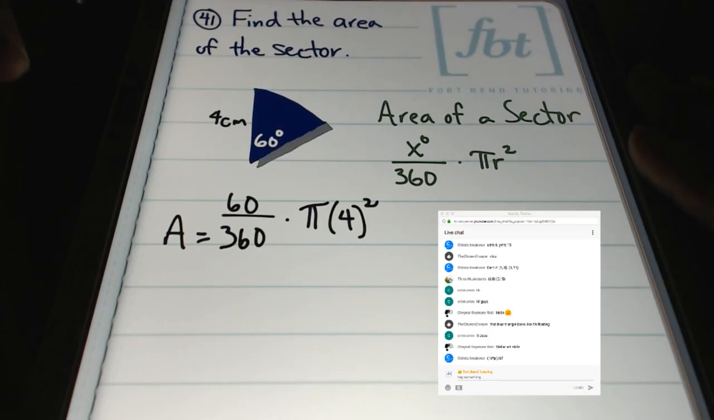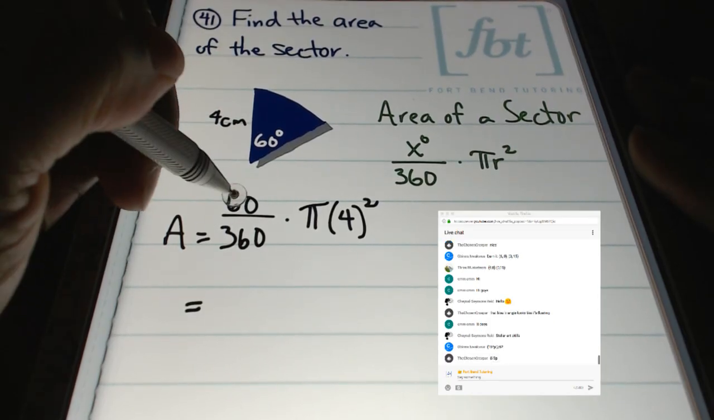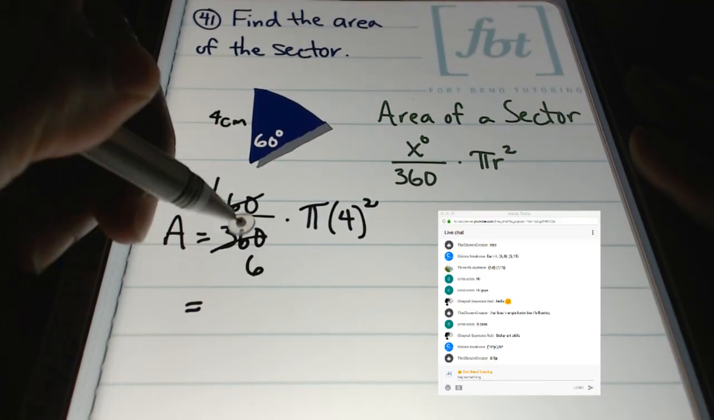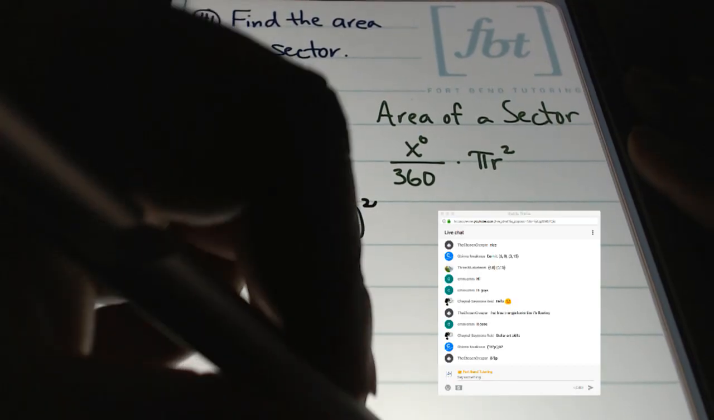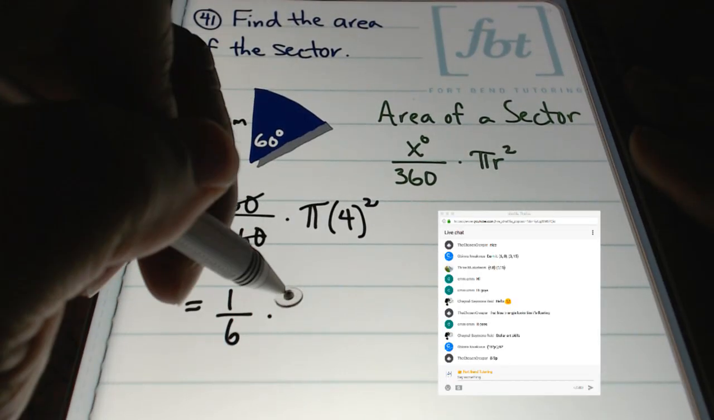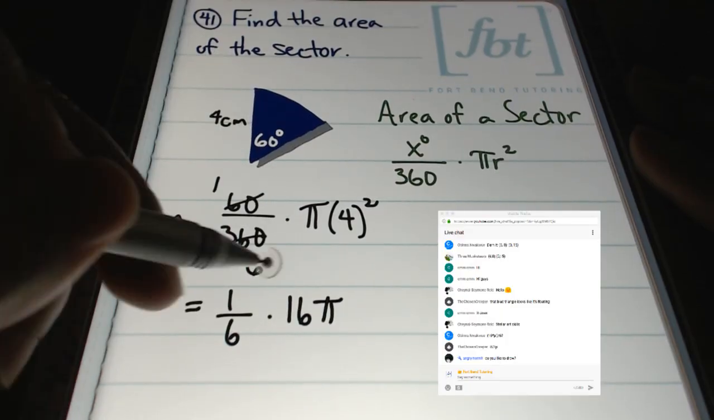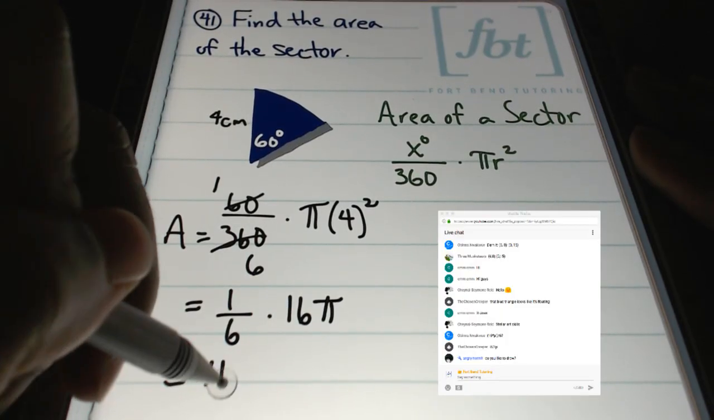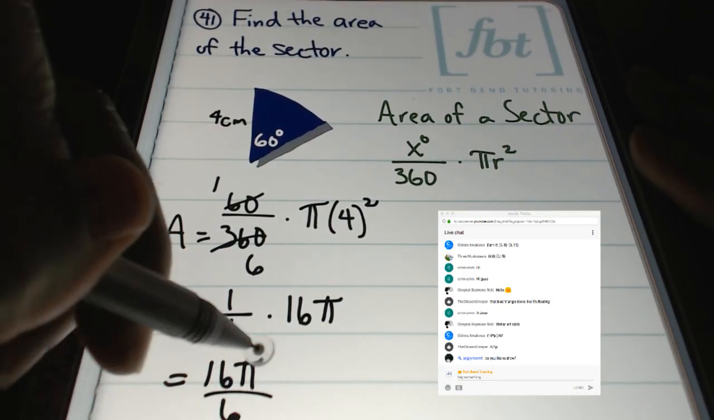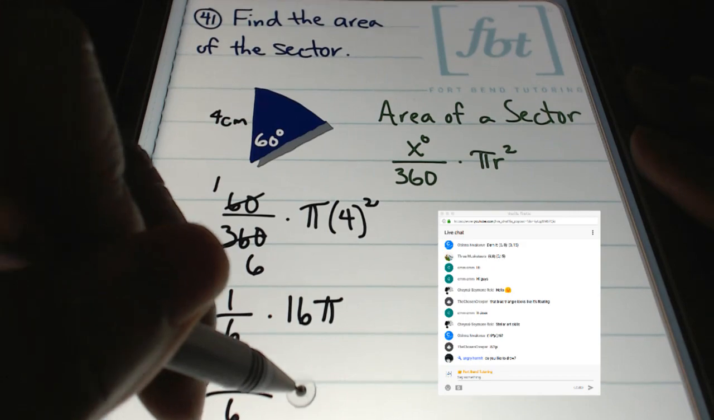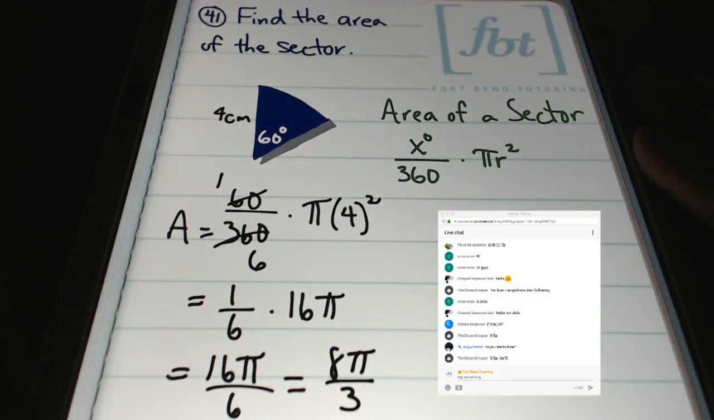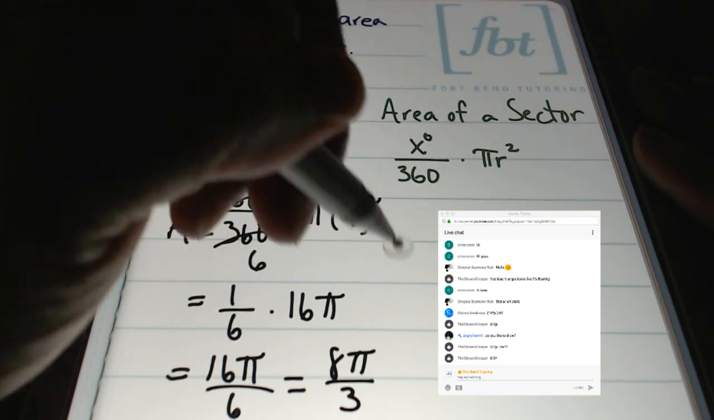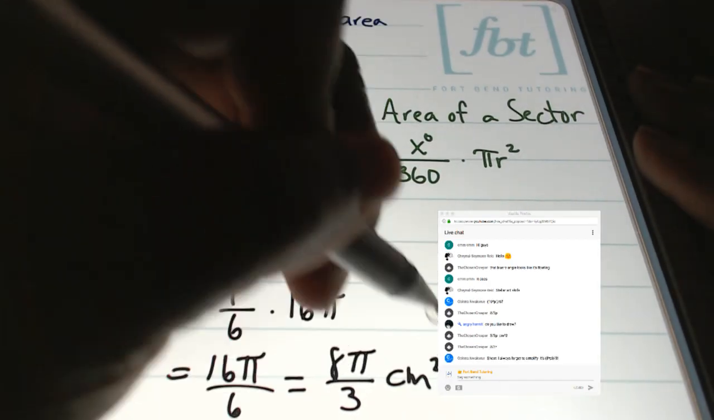Obina has an answer, guys. So let's check this out. 60 goes into itself once. 60 goes into 360 six times. We know that 4 squared is 16, so you'll be multiplying 1/6 times 16 pi. Simplifying this, we'll have 16 pi divided by 6, which we can reduce to 8 pi over 3. And so you'll end up with 8 pi over 3 units squared. So it's going to be centimeters squared. There we go.